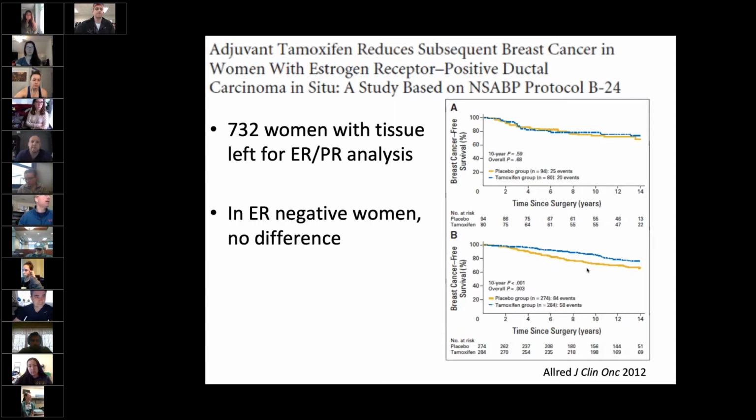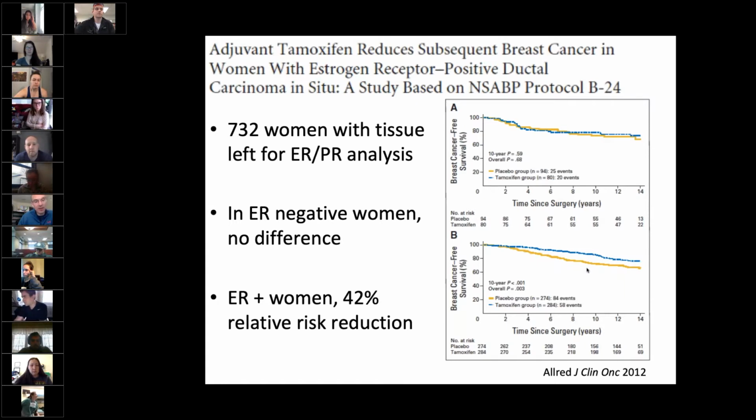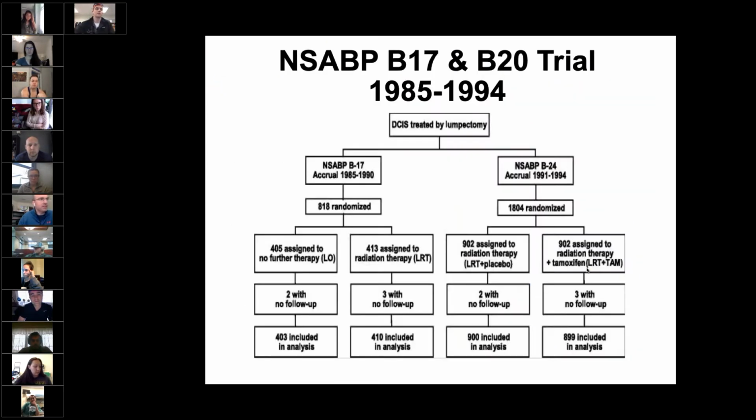Okay. All right, so in ER negative women, no difference. ER positive women, 42% relative risk reduction, so higher than the 30% in the general population. If you look just at ER positive women, it was a 42% relative risk reduction. So it not only works, but it works better than the general population, which makes sense.